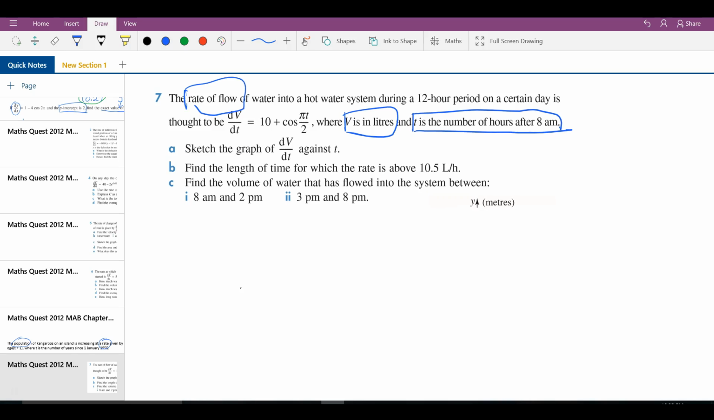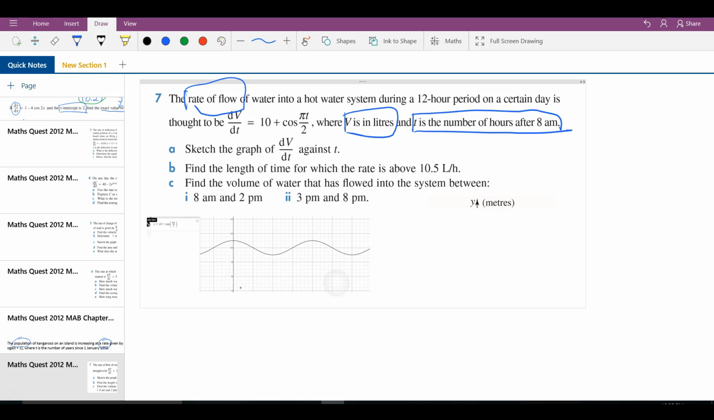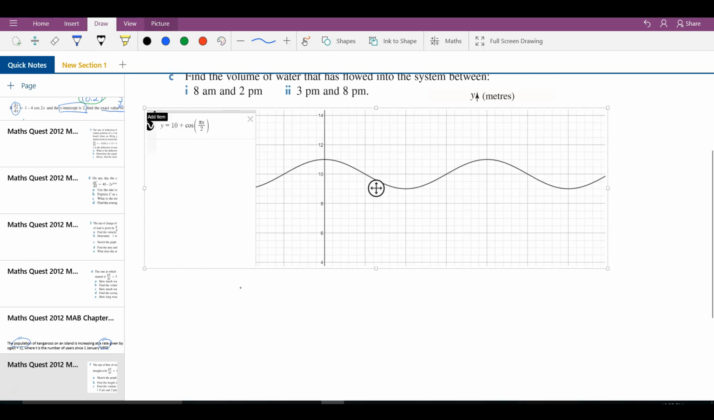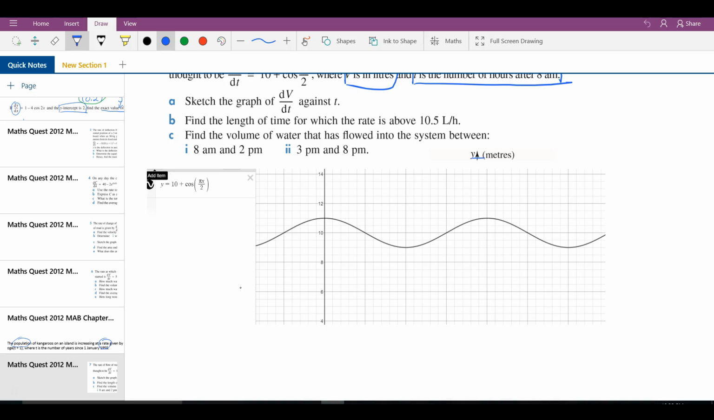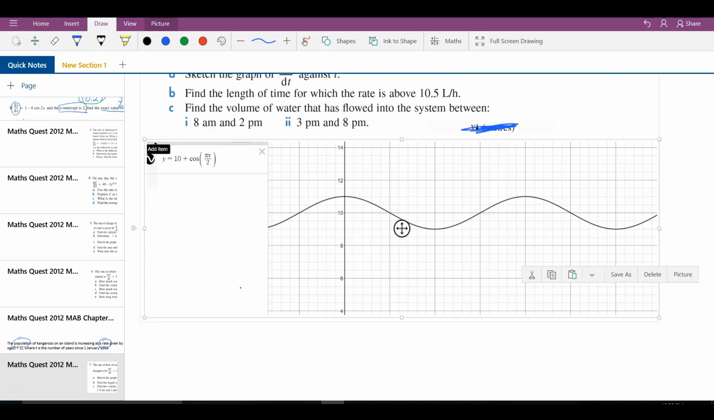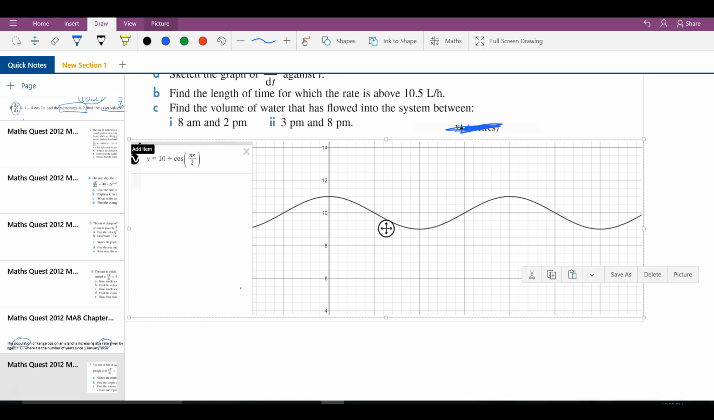The first question says, sketch the graph of dV/dt against t. I'm going to be Superman here and just paste it. There we go. After looking at the question, I already sketched it before I started this. So we've got a graph from Desmos. Just ignore this bit. Okay, so that's our graph. Let's make it bigger. So that's the first question done.